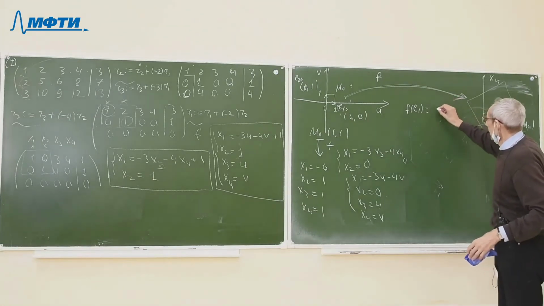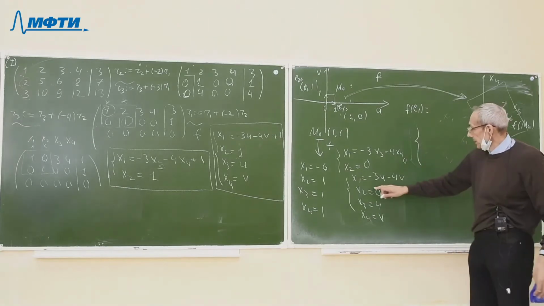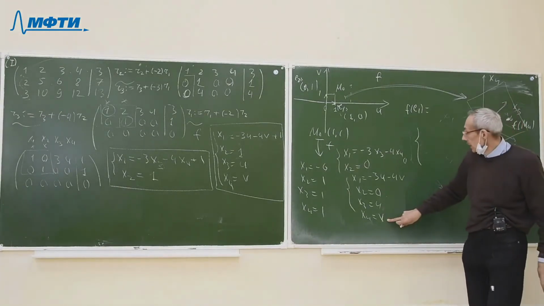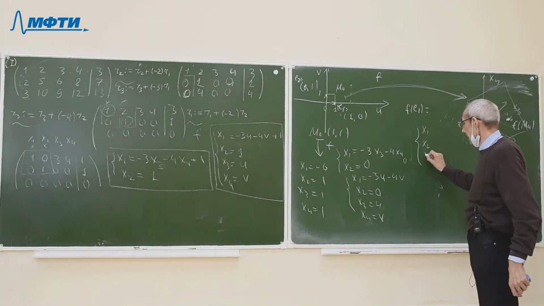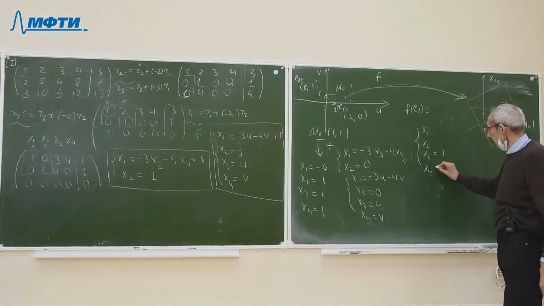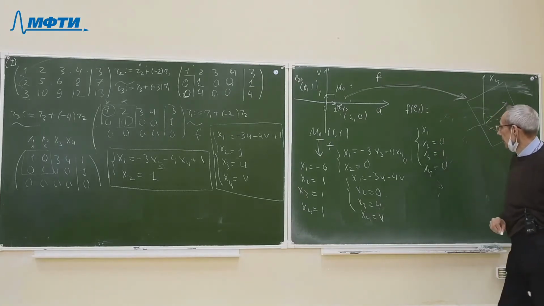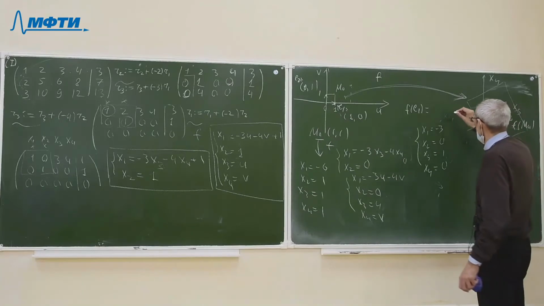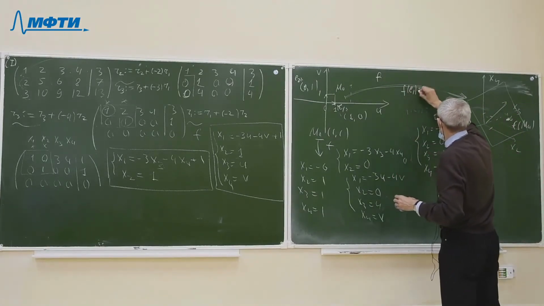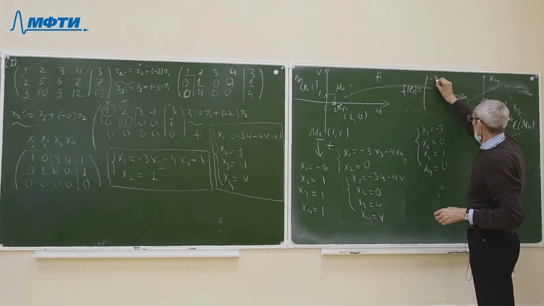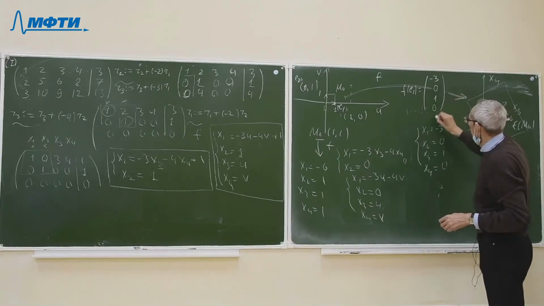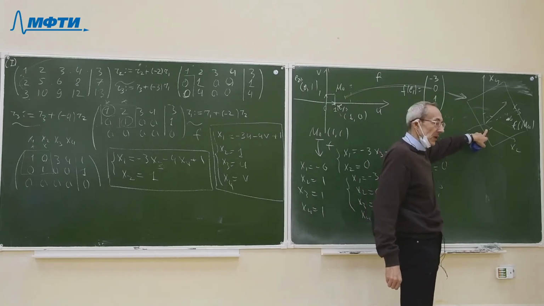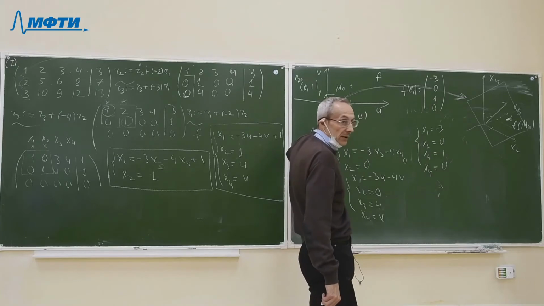F e1 has the following coordinates. I substitute in this formula u is equal 1 and v is equal 0. And I obtain the following coordinates: x3 is equal 1, x4 is equal 0, x2 is equal 0, and x1 is equal minus 3. And I obtain the first basis vector, minus 3, 0, 1, 0. This vector is the image of this vector in the image of this coordinate plane.